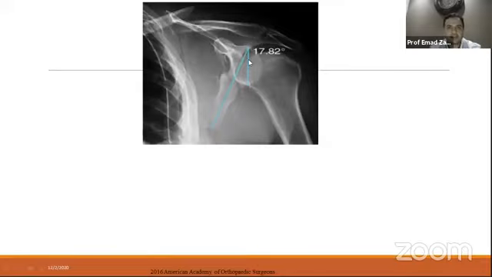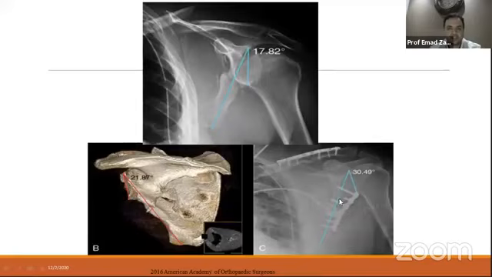This is a case of fracture scapular neck together with fracture clavicle, and the glenopolar angle is 17.8, and after fixation the glenopolar angle regained to 30 degrees, with fixation of the clavicle.